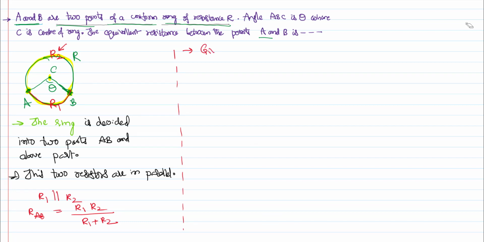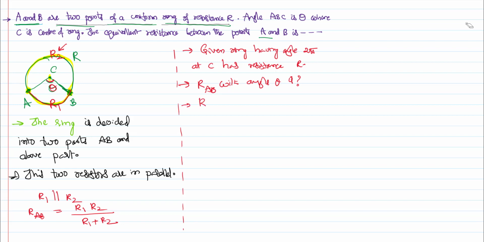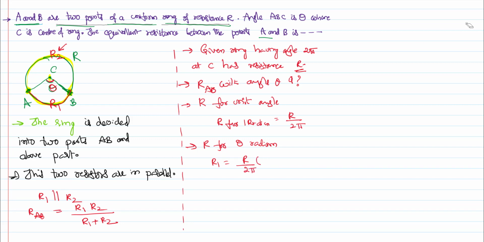It is given that the ring having angle 2 pi at center C has resistance R. So for unit angle: for 2 pi the resistance is R, so for 1 radian it could be R by 2 pi. Then R for theta radian, that is R1, is how much? For 1 radian it is R by 2 pi, for 2 radian into 2, for 3 radian into 3, for theta radian into theta.